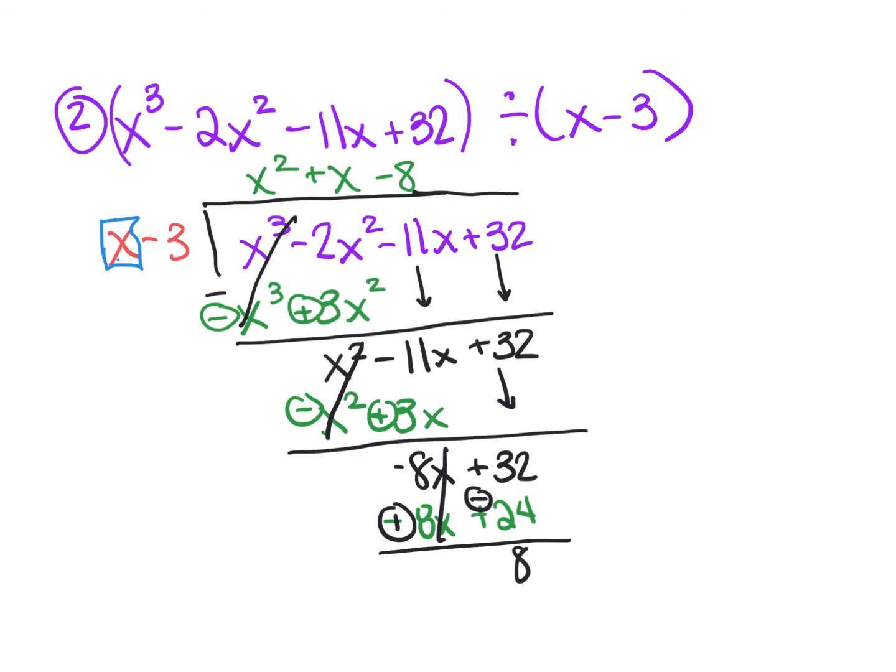Again, you can't make an x go into that. So this is my remainder. We write the quotient, which is x squared plus x minus 8, plus the remainder, which is positive 8, over the divisor, which is x minus 3.